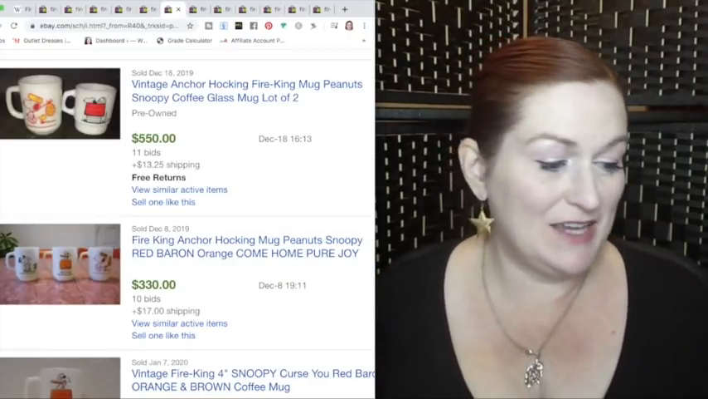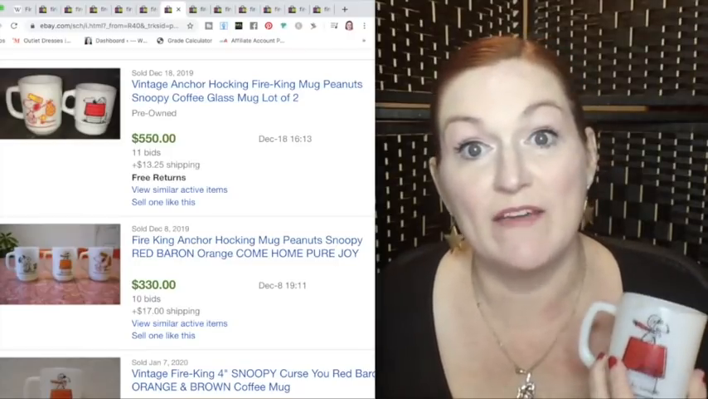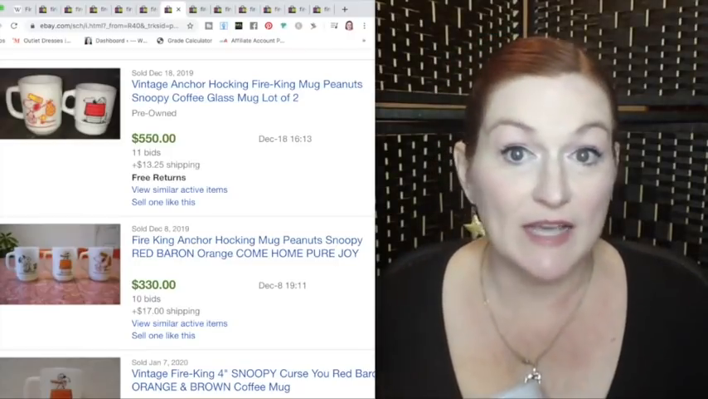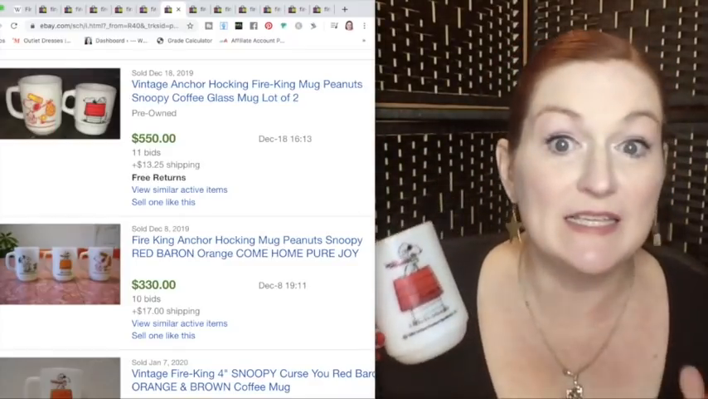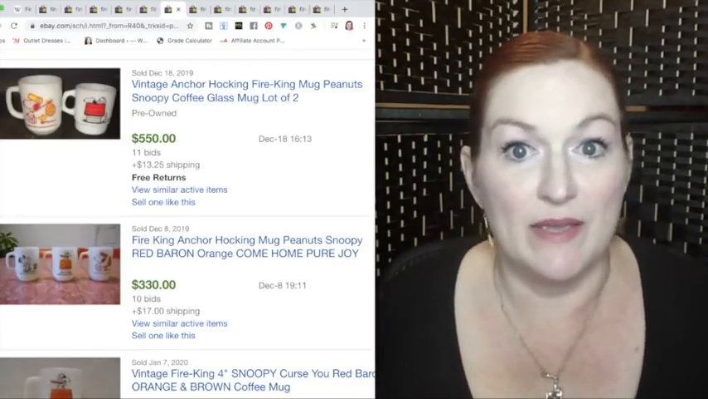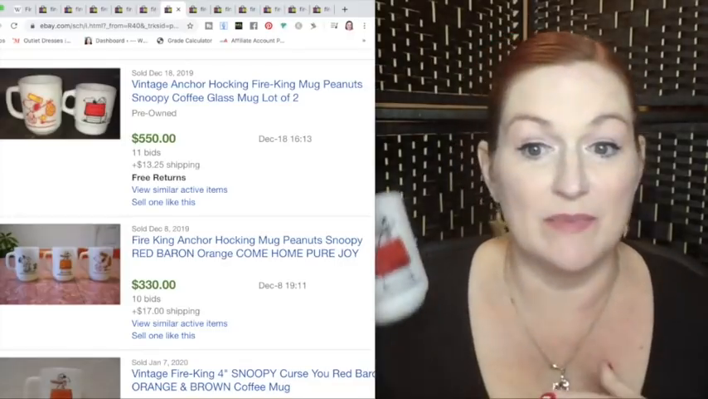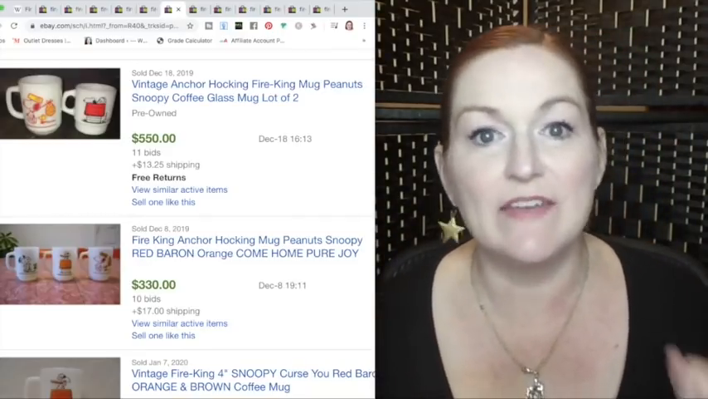And then I think one of the holy grails of Fire King is the Snoopy Fire King mug. Some are more desirable than others. The Snoopy versus the Red Baron one is one of the more desirable ones, which was an amazing find for me at the Goodwill outlet because it cost me 10 cents. Please don't let me drop it. It's going to be getting listed very soon.